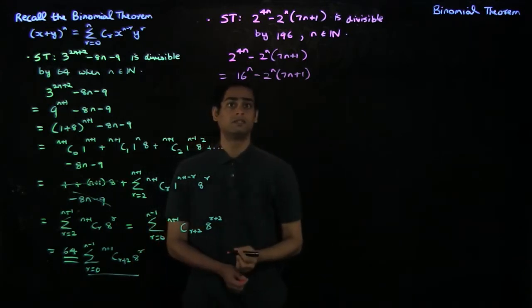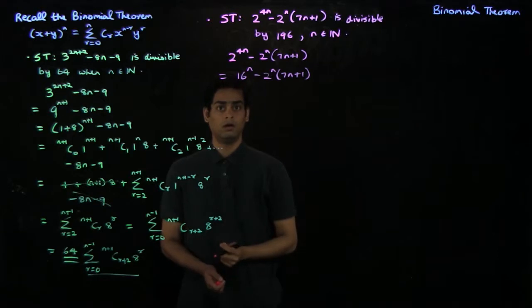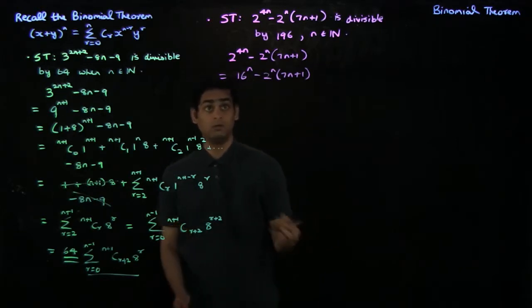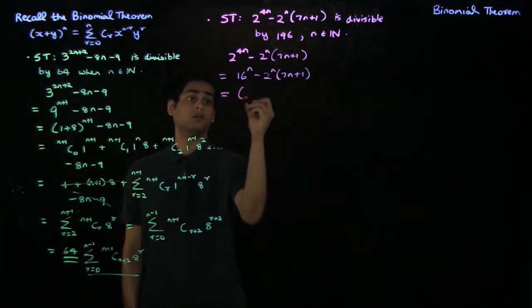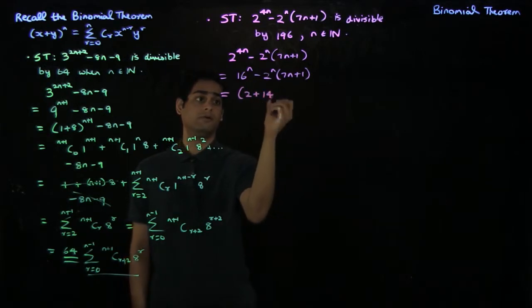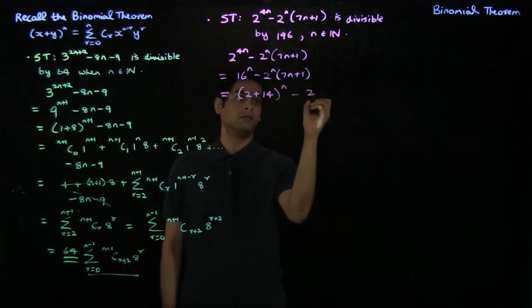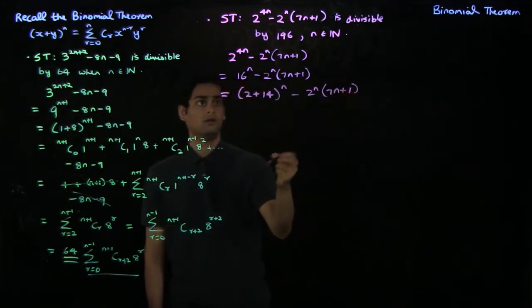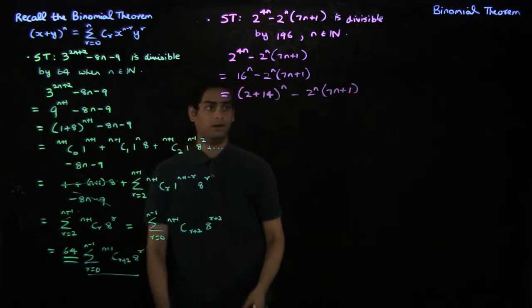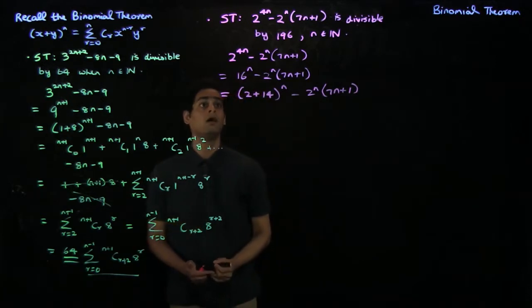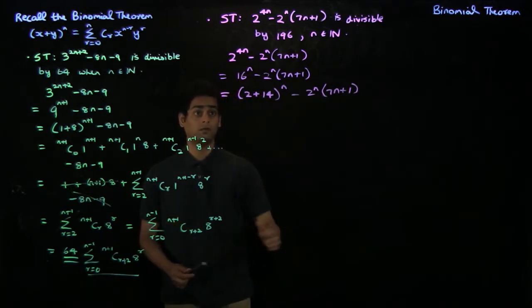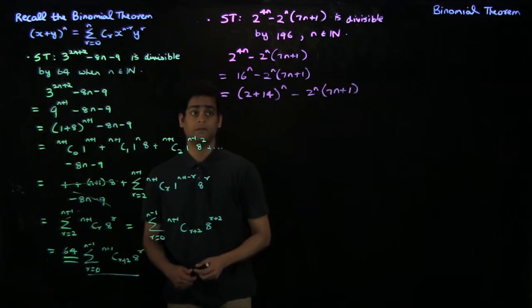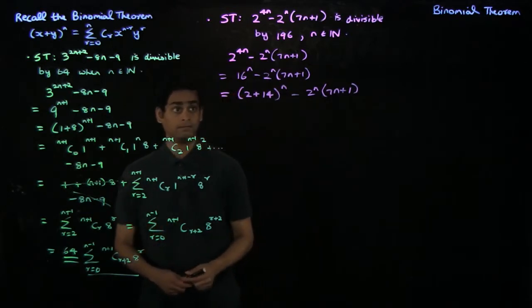So now 16 can somehow be split into 14 and 2. So we can rewrite this as 2 plus 14 power n minus 2 power n times 7n plus 1. So this looks promising because now we have a 14 appear in a binomial term, and we want to show that this whole term is divisible by 196, which is 14 squared.